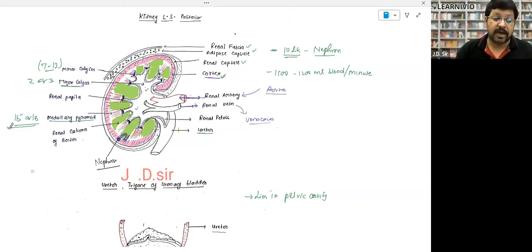Then the renal vein gives back purified blood. Where does this blood go to? This blood goes to the vena cava, right? These two things you need to note down. Please note it down. Every kidney has 10 lakh nephrons, right? And the rate of filtration of the kidney is 1100 to 1200 ml blood per minute.